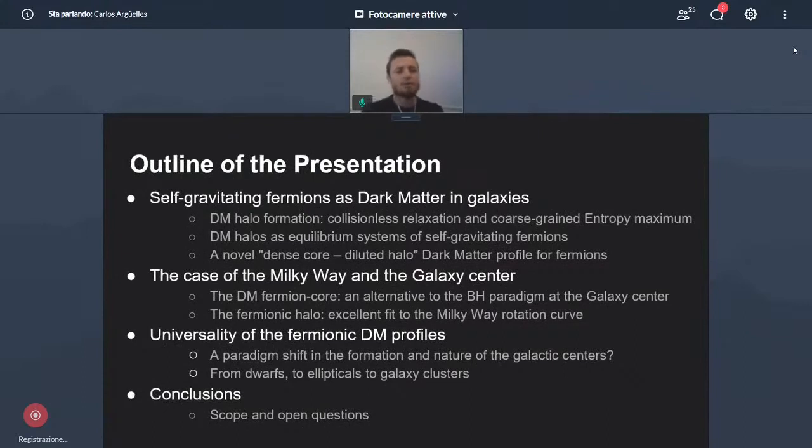Okay, so the outline of the presentation. First, I will talk about self-gravitating fermions as dark matter in galaxies. I will briefly comment about dark matter halo formation in terms of collisionless relaxation.